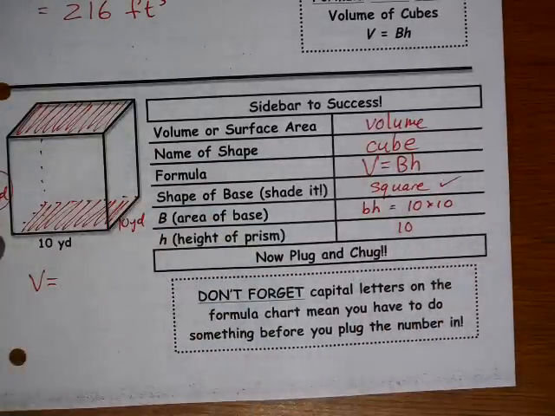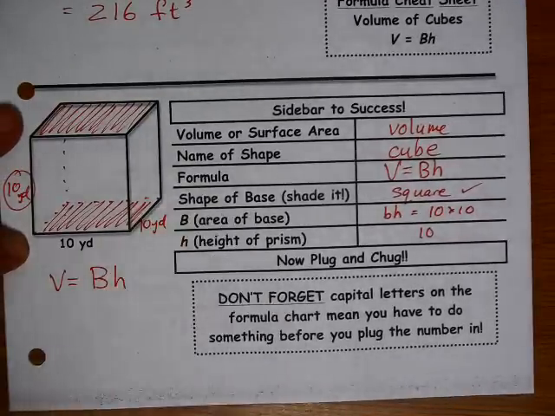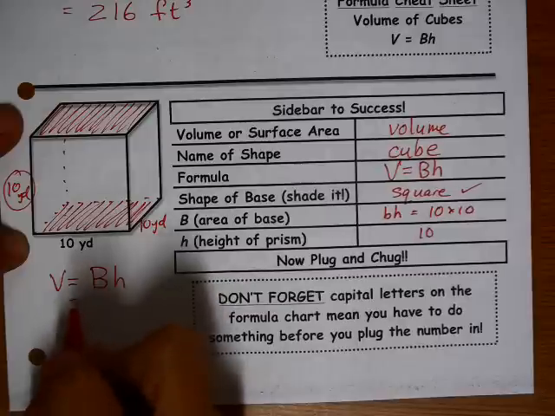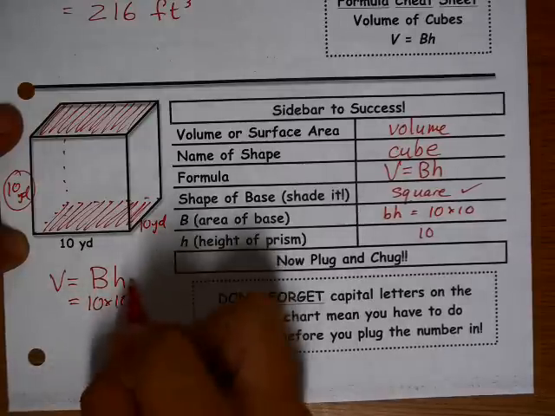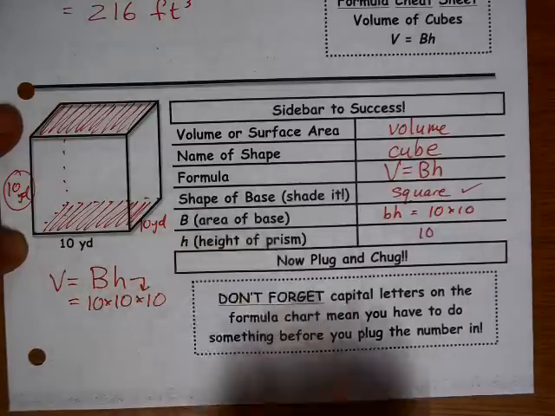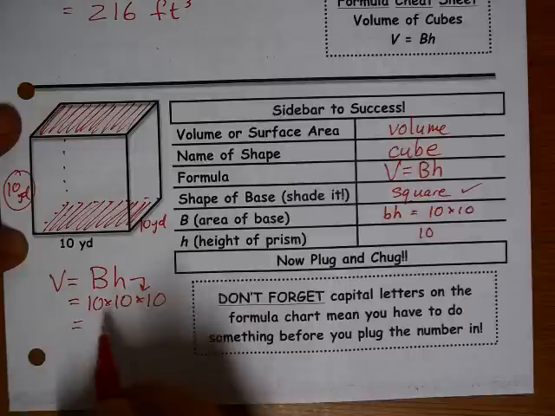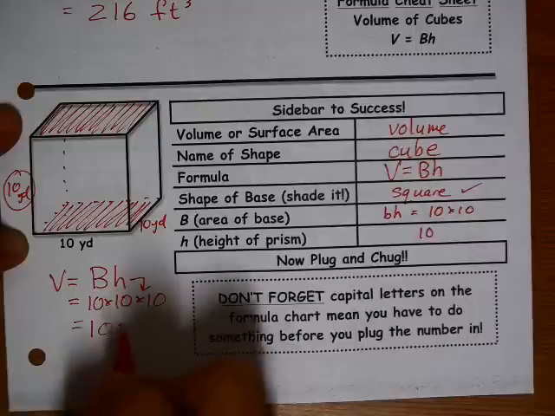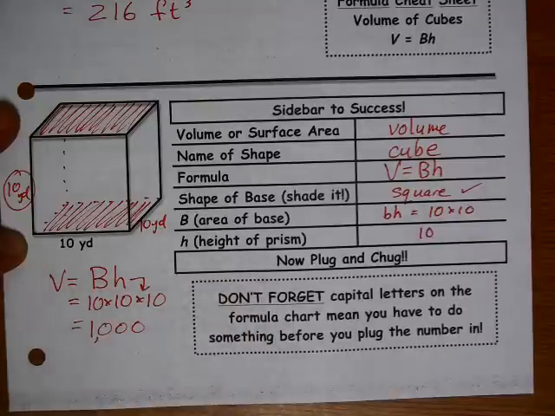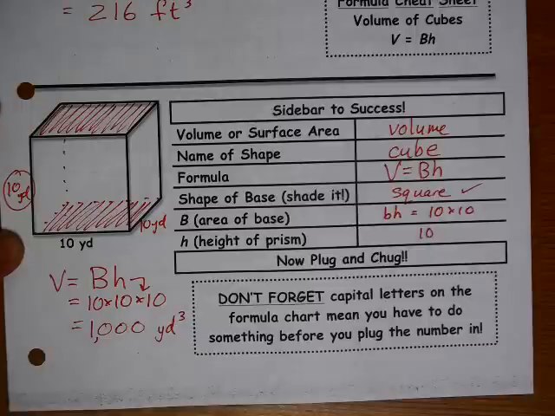So when I write this out, I'd write volume equals, there's my formula, area of the base, big B, that's 10 times 10 just by itself. But then we also have times the height of the cube, which is 10. And a quick way to do this, 1 times 1 times 1 is 1. You have 1, 2, 3 zeros. So we got 1,000 is the volume in cubic yards in this one, cubic yards.